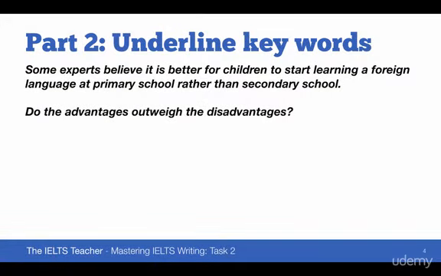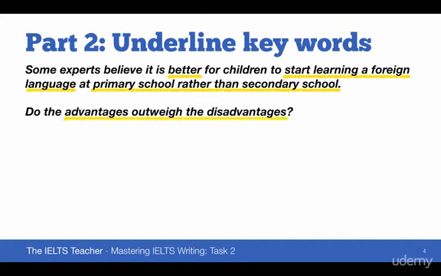The second part of the process of planning is to underline the key words so that we stay focused on the task requirements. In this case, I would say that the keywords are better, so we're thinking of comparatives, whether to start learning a foreign language at primary school rather than secondary school. So better, start learning a foreign language, primary school, secondary school. These are the key themes to think about in an essay like this. Helps us to stay focused on those ideas if we underline them.